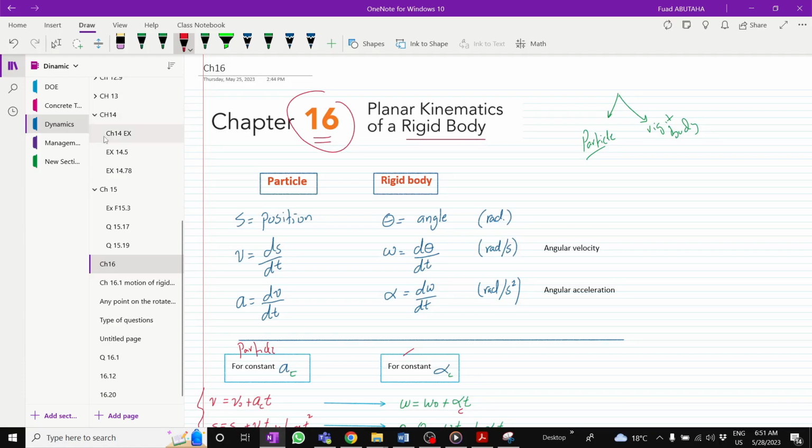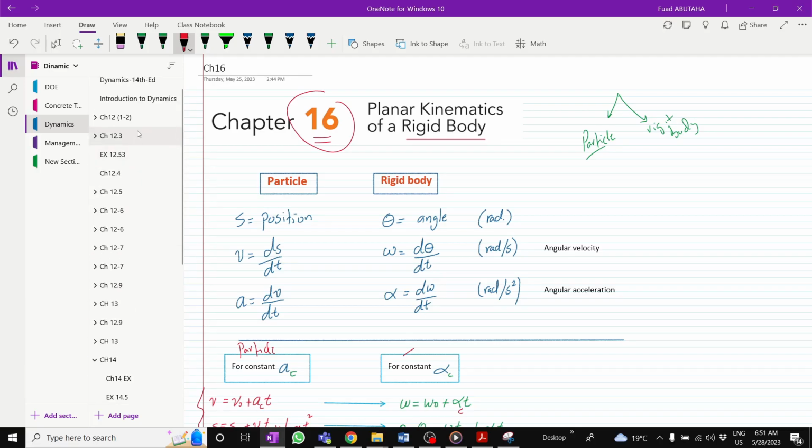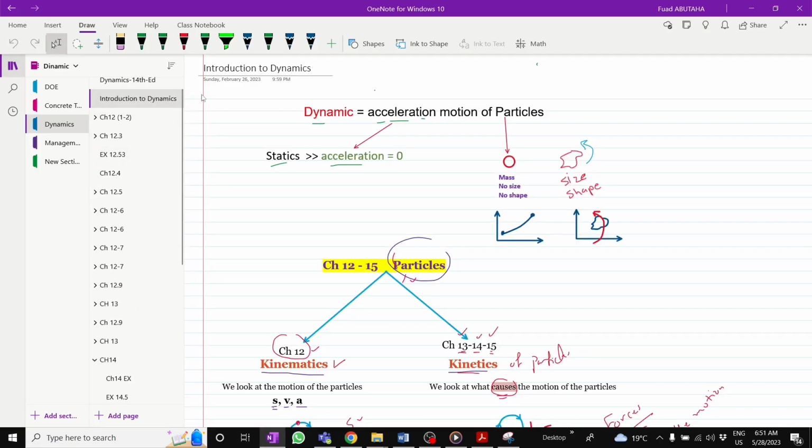And if you do remember, at the beginning of the course we were discussing that we will study the motion of two types of body. It can be either a particle or a rigid body. The difference between the particle and the rigid body is that the particle has mass, but there is no size and no shape for the particles.